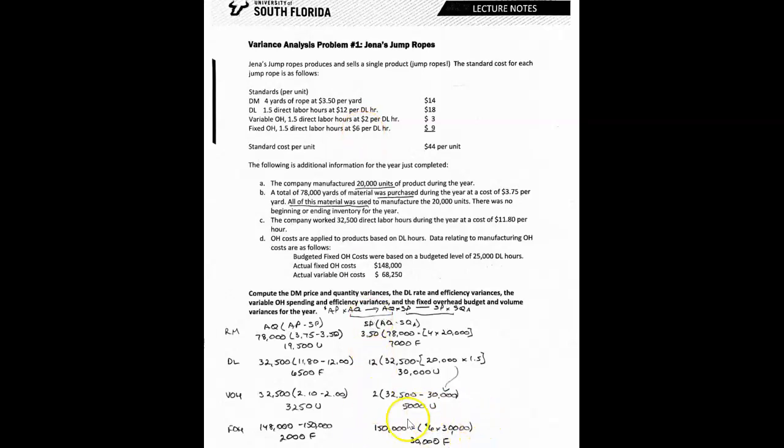This is the volume variance, and remember, we're not going to worry about this so much. It's kind of a more advanced topic. But our budgeted fixed overhead was $150,000, and what was applied to the jobs was $6 based on the 25,000 hours, times 30,000, and it's our 30,000 from right here. Okay. So that gives us $30,000 favorable.